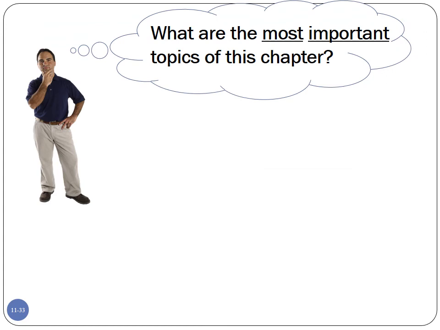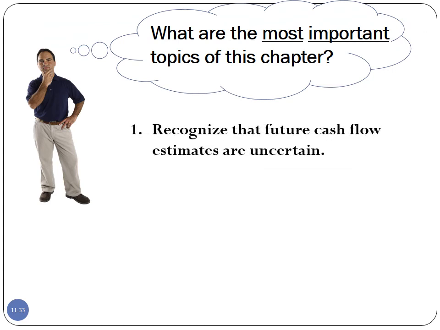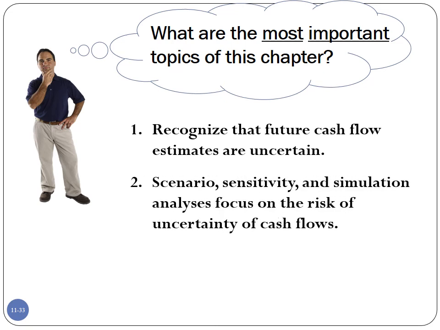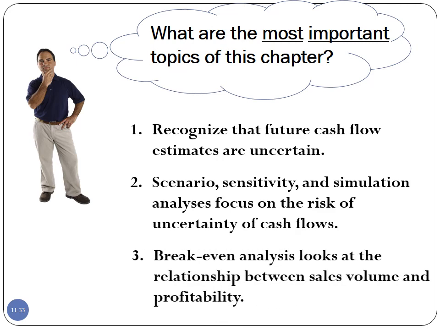So the most important topics of this chapter. It's important for you to recognize that future cash flow estimates are uncertain, so we do our best to reduce that uncertainty by using standardized methods for calculating them. Scenario, sensitivity and simulation analyses focus on the risk of the uncertainty of cash flows, even though we've done our best to make sure that they're accurate, so that we assess the effect of changes in those cash flows on things such as net income and balance sheet numbers.